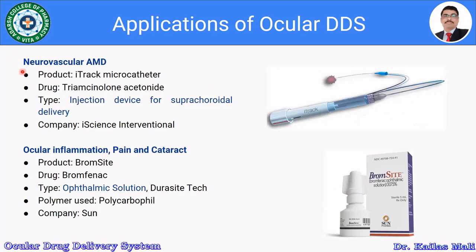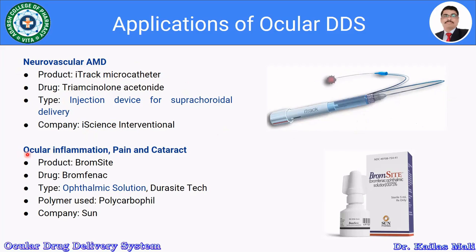Then for neovascular AMD, the product iTrack microcatheter is available. Actually, it's a device. The drug which is used is triamcinolone acetonide. It's an injection device for suprachoroidal delivery, and it is developed by iScience Interventional. So this is the product iTrack.